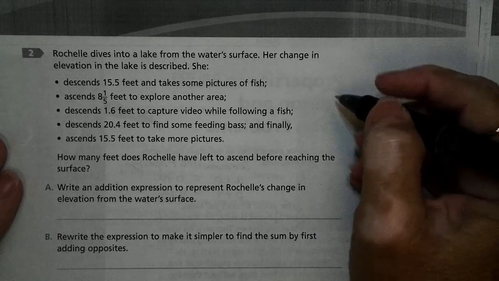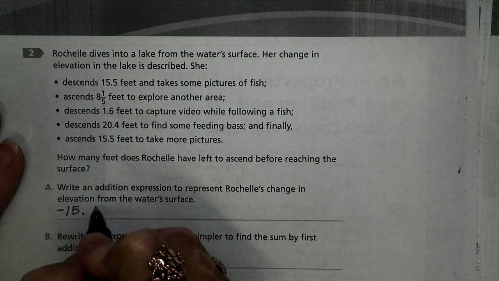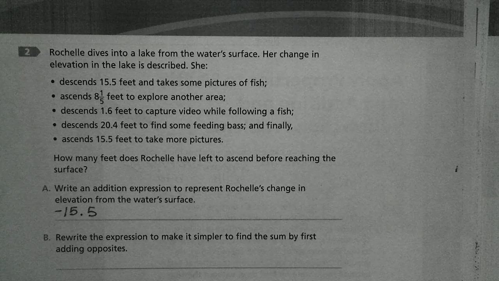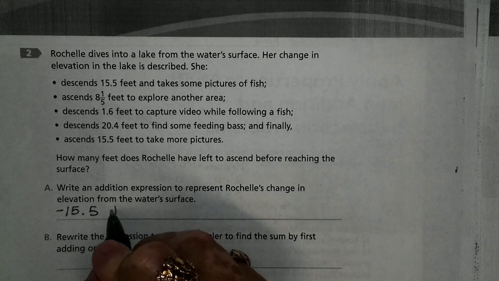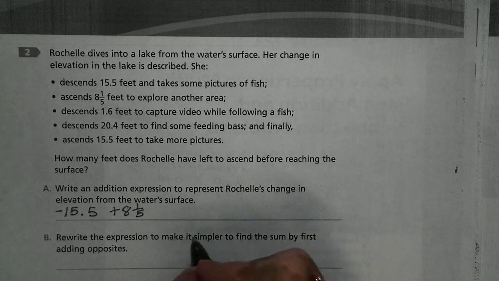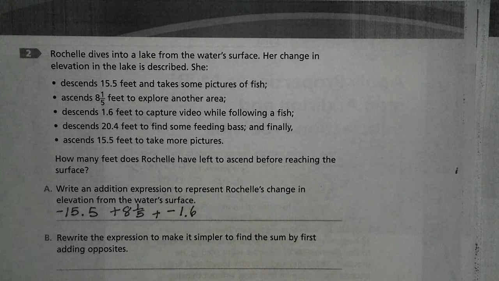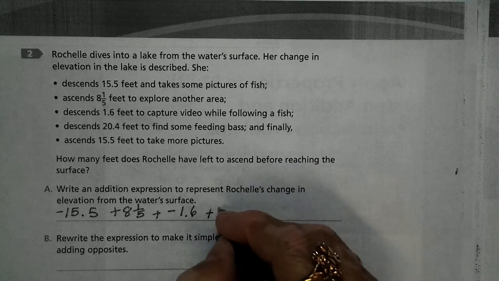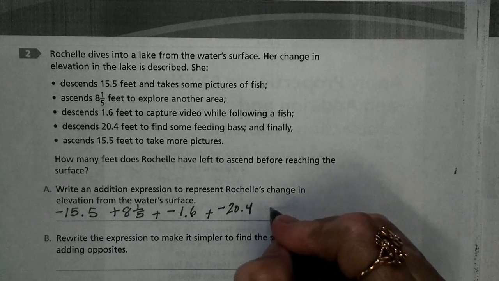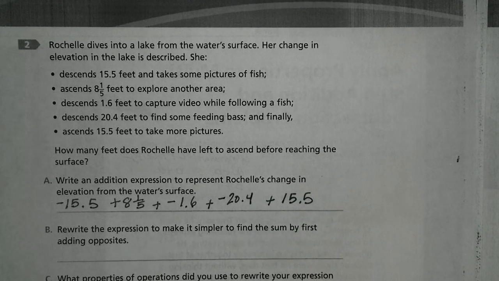All right, so we know that descend is negative 15 and 5/10. We know that ascend means it's a positive 8 and 1/5. They descend again, so that's negative 1 and 6/10. They descend again, 20 and 4/10. And then they ascend again, 15 and 5/10.